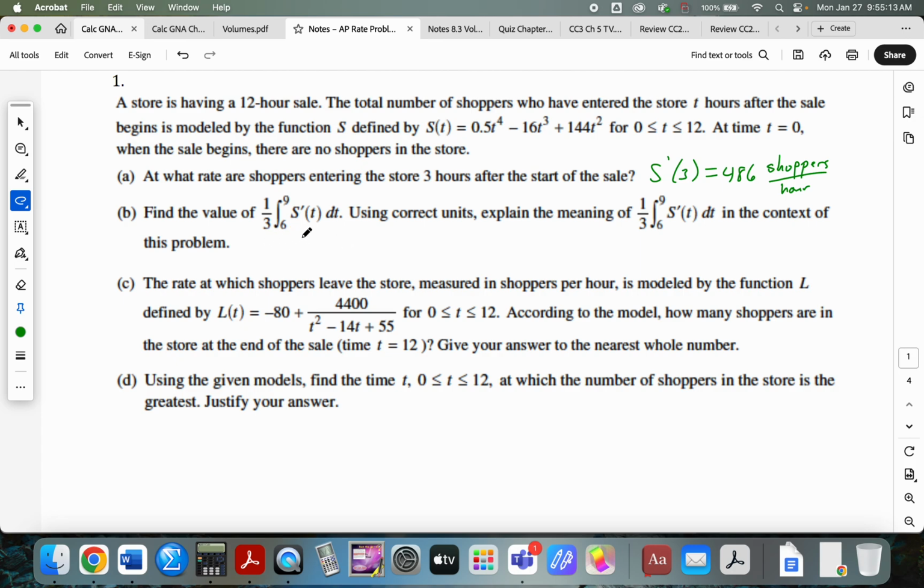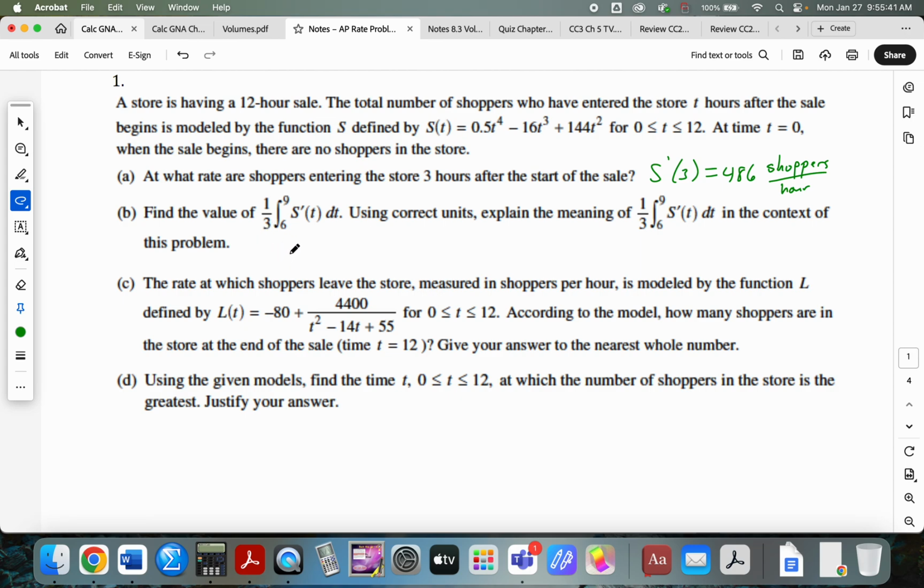So let's look at this one. Find the value of 1/3 of the integral from 6 to 9 of s prime of t dt. Using correct units, explain the meaning of this in the context of the problem. You're like, okay. So notice my interval from 6 to 9 is 3, and I'm dividing this by 3.